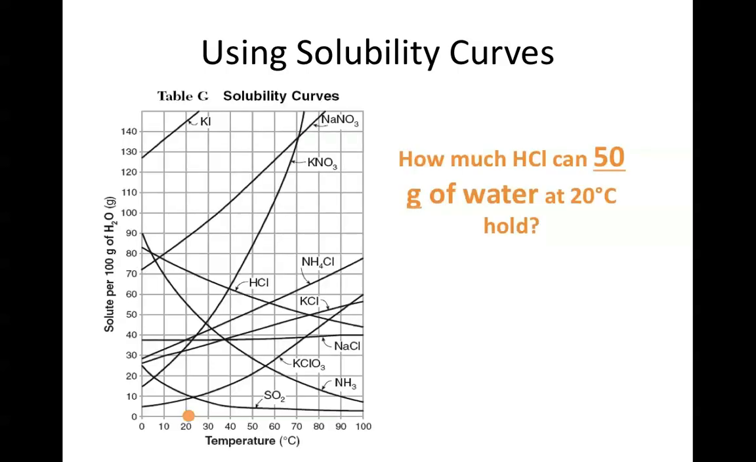So for example, I could use table G and see how much HCl 50 grams of water at 20 degrees Celsius can hold. So I'm going to start at 20 degrees Celsius. I'm going to go up to HCl. Okay, then I'm going to go over. And what that's telling me is that 72 grams of HCl could dissolve into 100 grams of water, but I only have 50 grams of water, which means I'm going to divide both numbers by 2. 72 divided by 2 is 36. I would have 36 grams of HCl in just 50 grams of water.